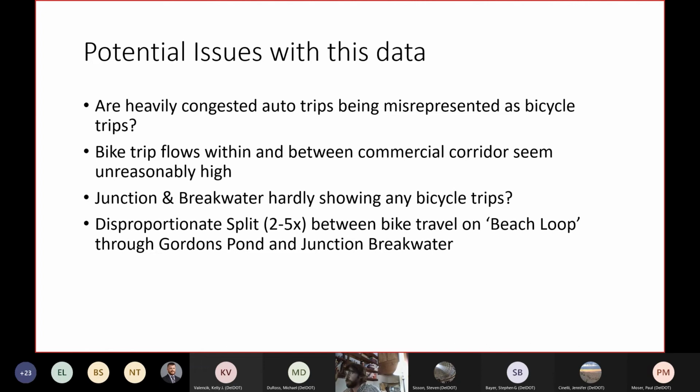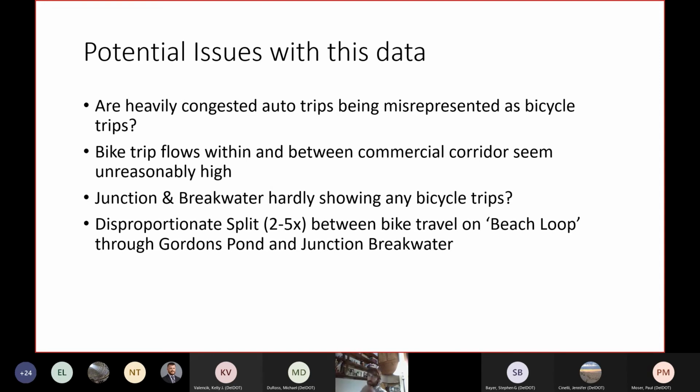Like I said, the bike trip flows between that commercial core seem unreasonable. And when we're using those finer zones, like I showed you before, we had the analysis with 43 zones versus 13. We had about 5 different zones that represented commercial areas, and those represented the majority of trip flows for cycling. So I think people that get in their car, drive 5 miles an hour through the parking lot, get on Route 1, drive 5 miles an hour on Route 1, and go to another outlet are being represented as bicycle trips using their algorithm.